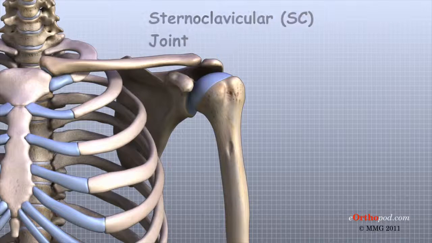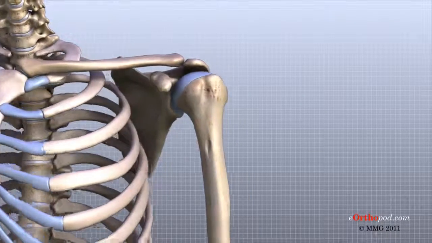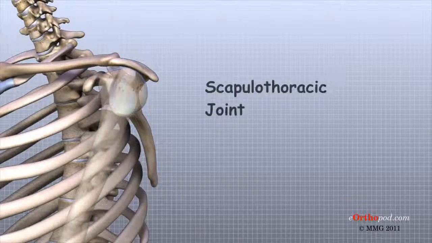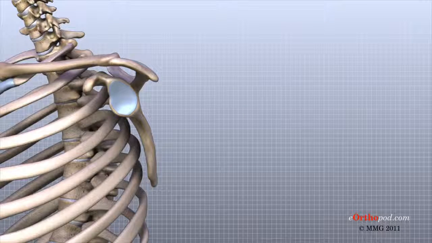of the chest. A false joint is formed where the shoulder blade glides against the rib cage. This joint, called the scapulothoracic joint, is important because it requires that the muscles surrounding the shoulder blade work together to keep the socket properly aligned during shoulder movement.